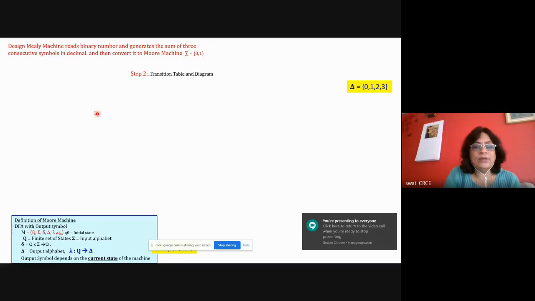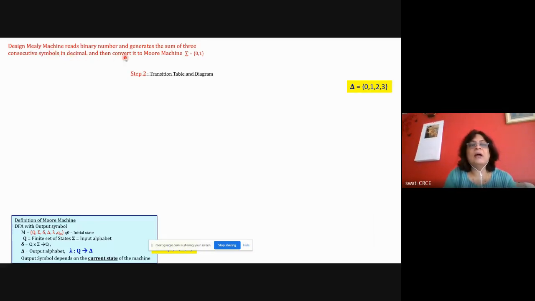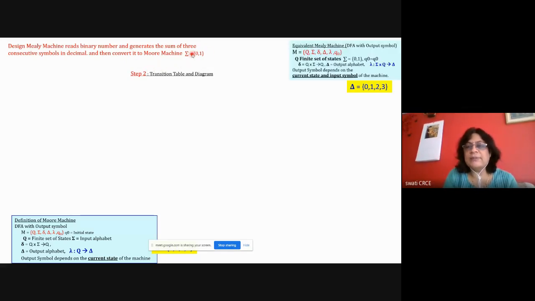Write down the problem in your notebook: design a Mealy machine that reads the binary number and it generates the sum of three consecutive symbols in decimal number system and convert it to Moore machine. Sigma is 0, comma 1. Okay, so first step is to define the Mealy machine because you are going to design the Mealy machine. So say that Mealy machine is a group of 6 elements and tell the meaning of each and every symbol.